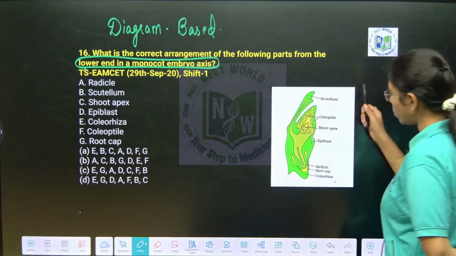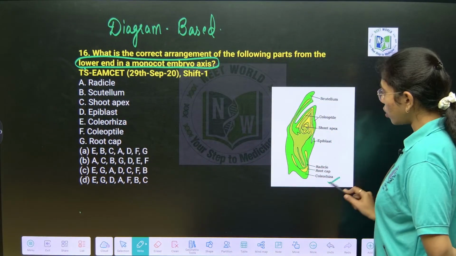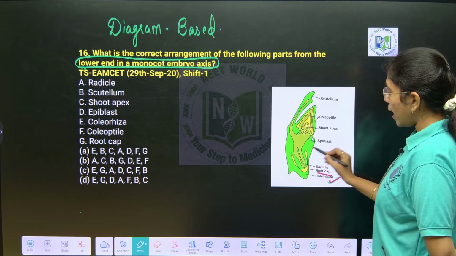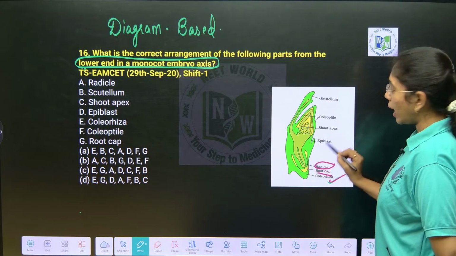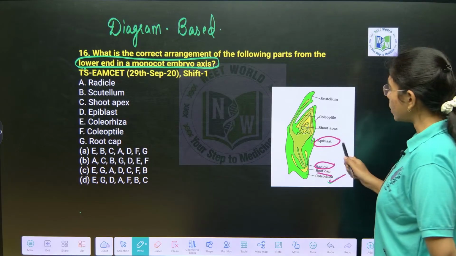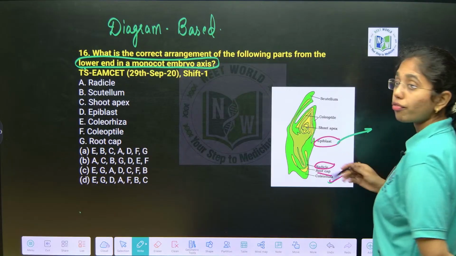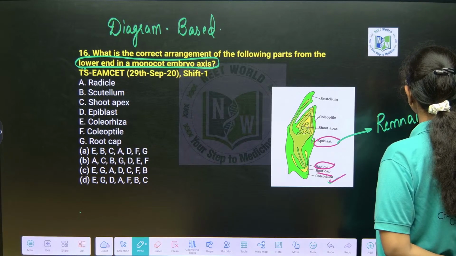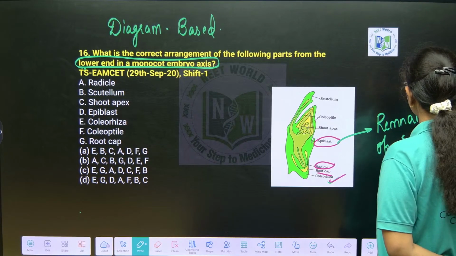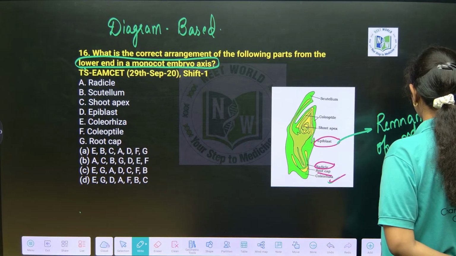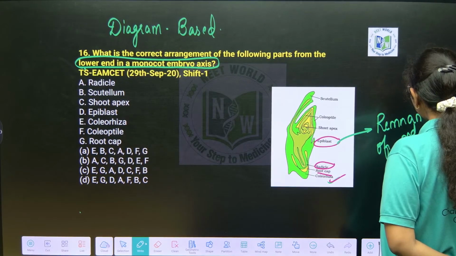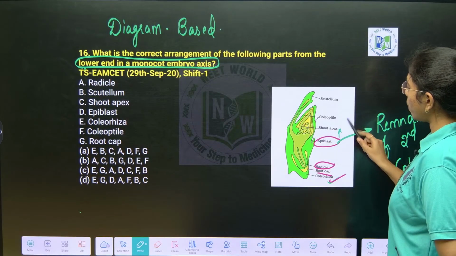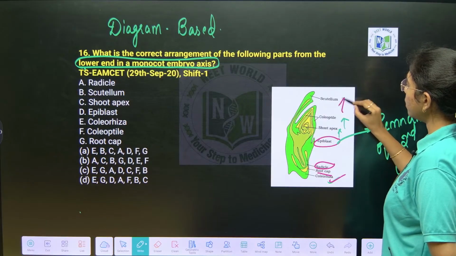First, from the base to tip you see, ma. At the base we have what? Coleorhiza. Above coleorhiza we have what? Root cap. Above root cap we have what? Radicle. And here is the epiblast. Epiblast is nothing but the remnants of the second cotyledon. You can also say this is the underdeveloped second cotyledon. Next, above this you have shoot apex, coleoptile, lastly it is scutellum.